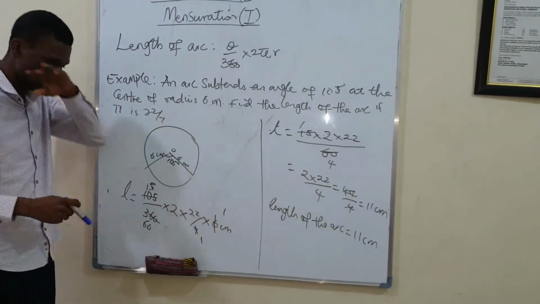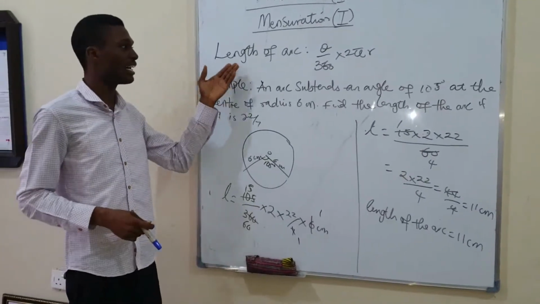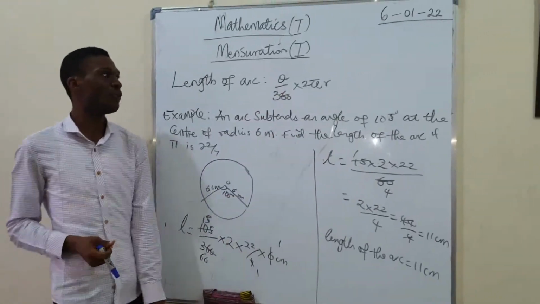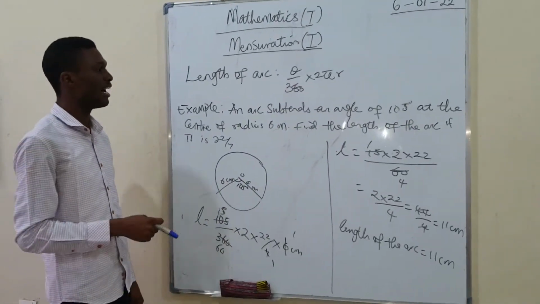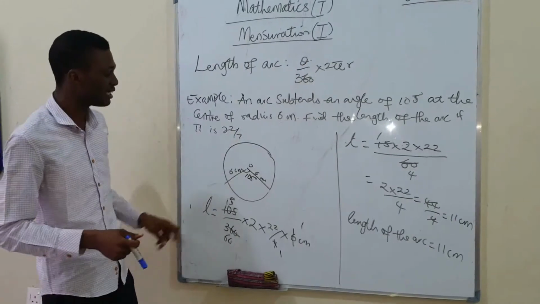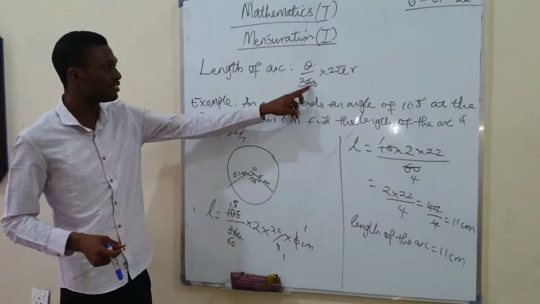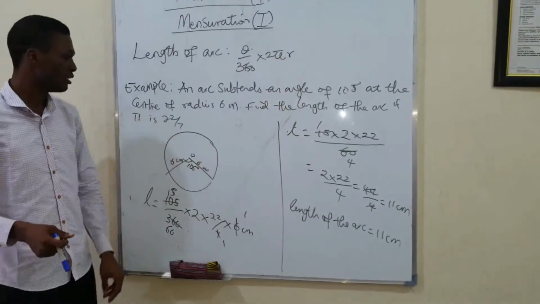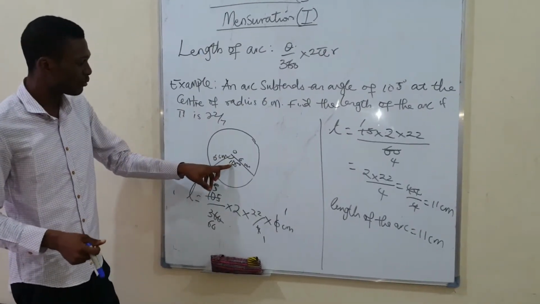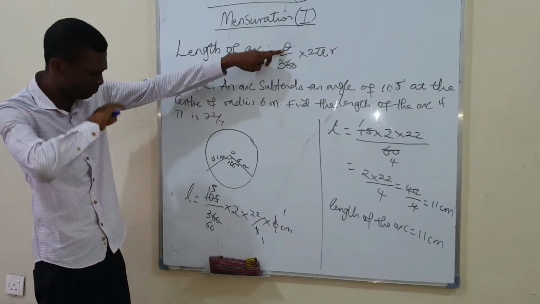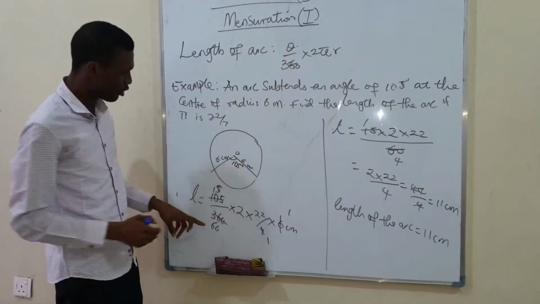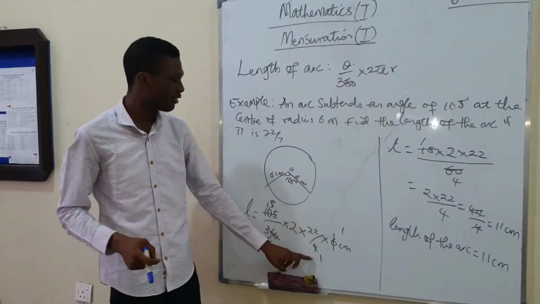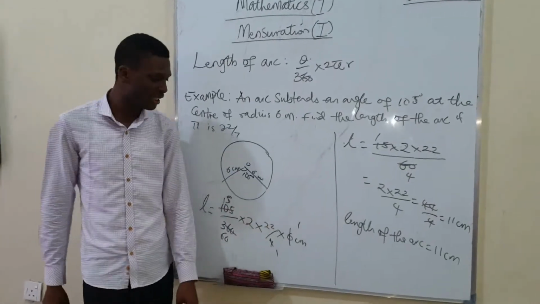Can we just summarize? We are told that the length of an arc of a circle is given by the formula theta over 360 times 2 pi r, which is the circumference of the circle. Theta is the angle subtended at the center of the circle, and 360 is the angle that forms the circle. Now, from our sketch, this is our angle theta. In place of theta, we have 105 over 360 times 2 times pi, 22 over 7, times our radius, which is 6 cm.